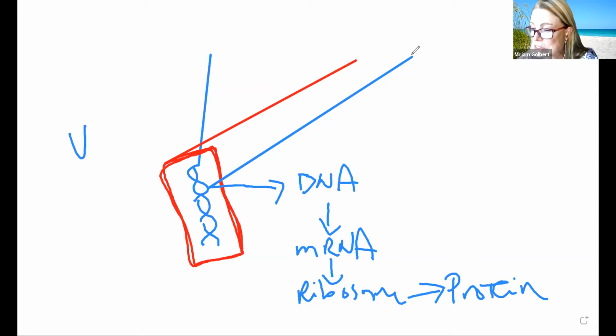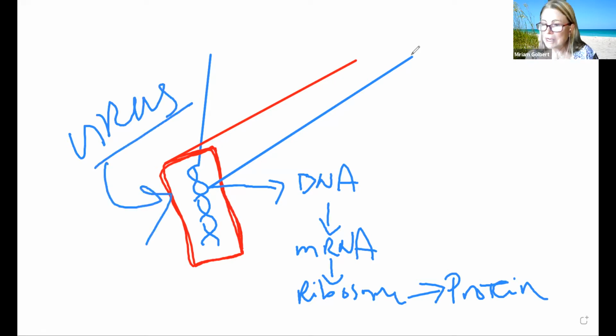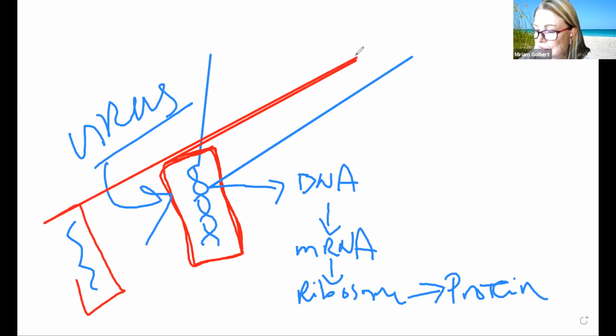But a virus is not a living particle because it doesn't have the machinery like we do in our cells, right? It's just a little piece of DNA or RNA. There are viruses that are RNA as well. Remember, RNA is single-stranded. But that's it. They have a protein coat and the genetic message.